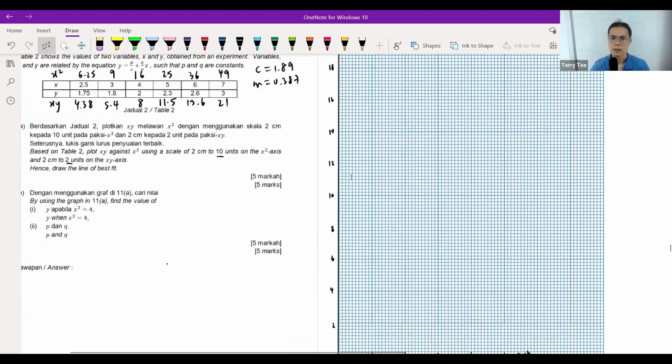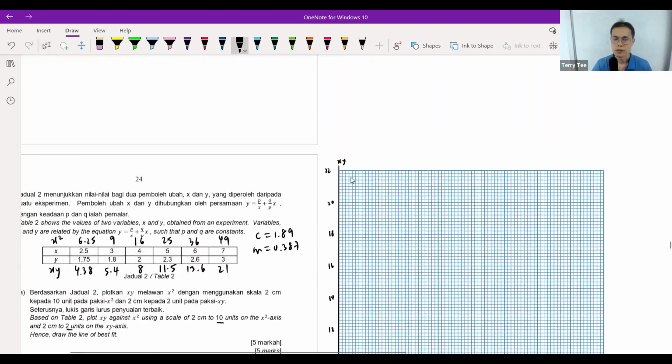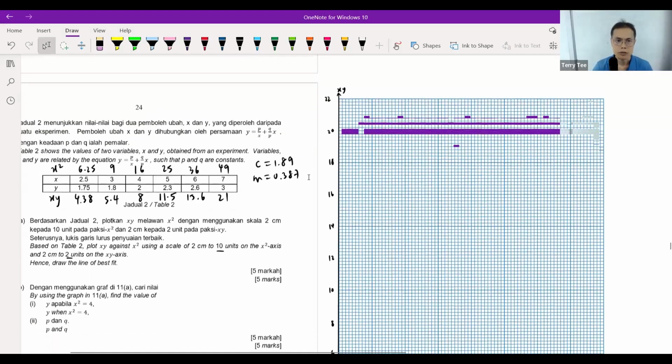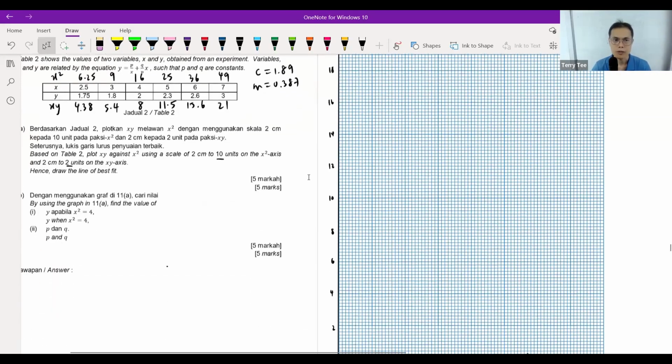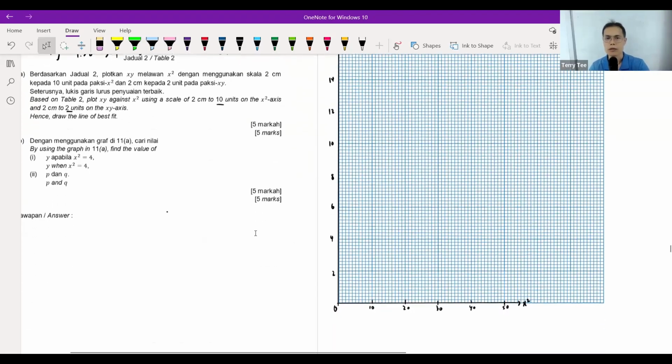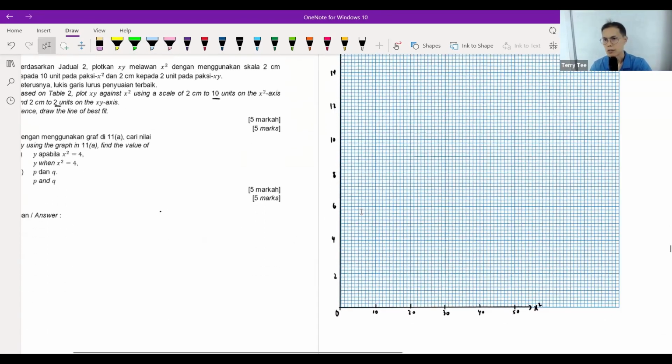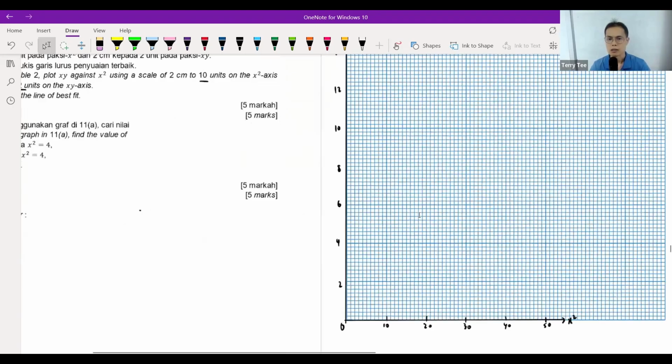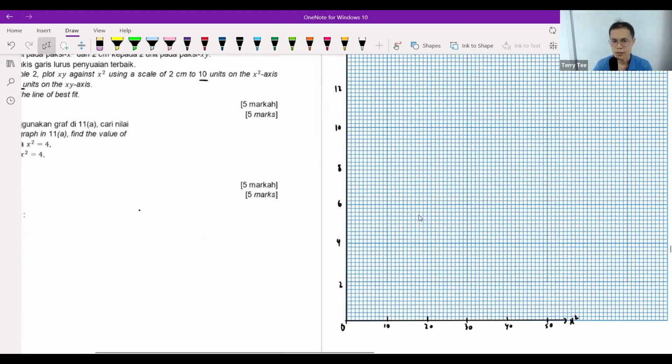Right, there's a vertical axis. This is your xy. Okay, now we're going to plot in the coordinates. The first one is 6.25 and 4.38. Now you can't even read 6.25. You can read 6. You can read 6.5. So yeah, it's a bit hard to see.